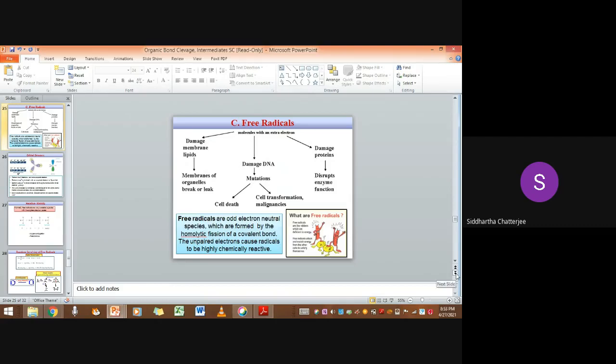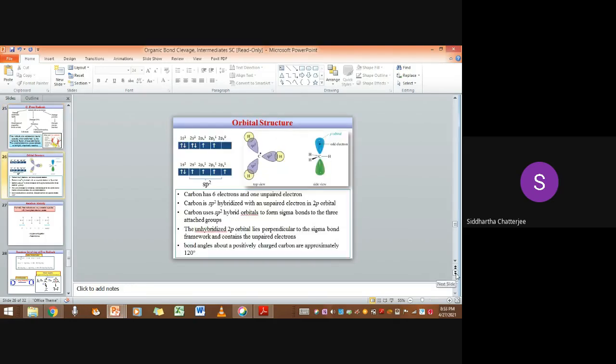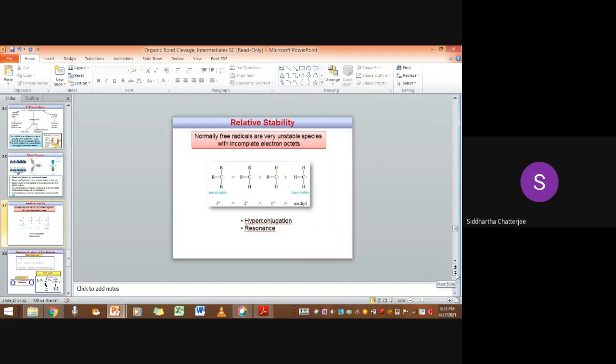Then the free radical. Already you are familiar. The carbon free radical, the odd electron neutral species, which are formed by homolysis. Very, very important. And the orbital structure, you know that it is bonded to 3 carbon atoms and 1 electron is there. So naturally, it is generally sp2 hybridized. Okay, mostly you will find that. In an exceptional case, you will find sp3. And the relative stability already you have explained.